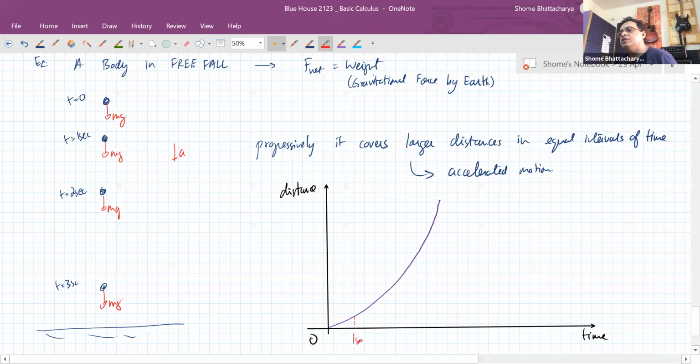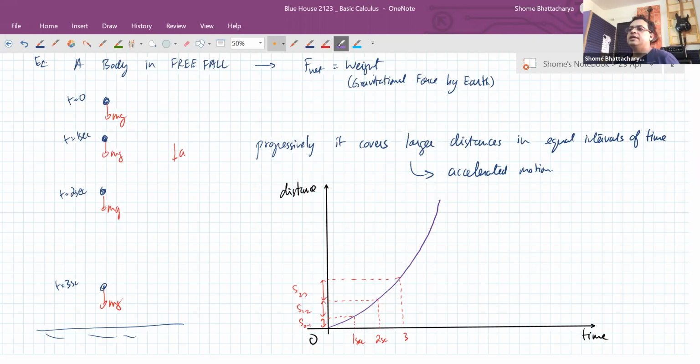So if this is a time of 1 second, this is a time of 2 seconds, this is a time of 3 seconds. You can see that this distance is the distance traveled from 0 to 1 second. But comparatively, this distance is larger now because it's the distance traveled from 1 to 2 seconds. This is even larger now, the distance traveled from 2 to 3 seconds.